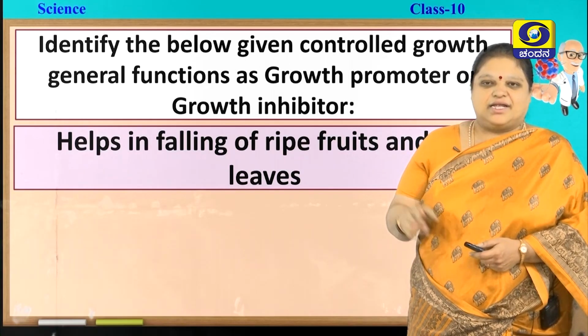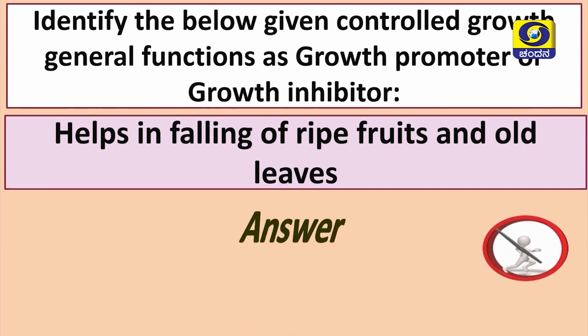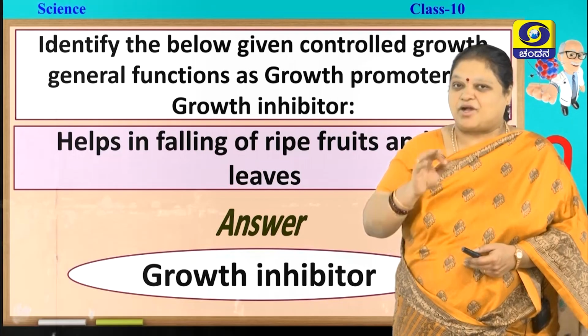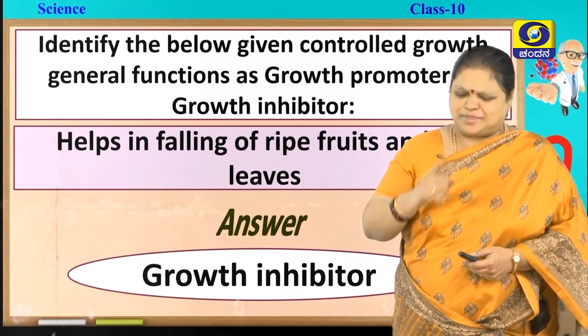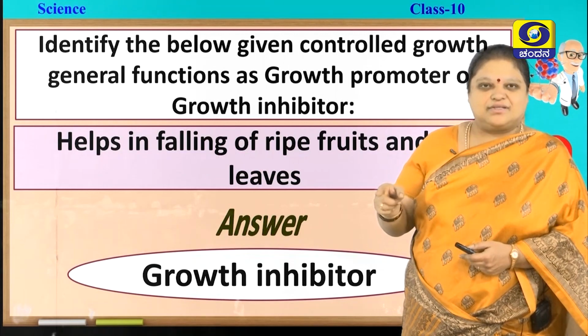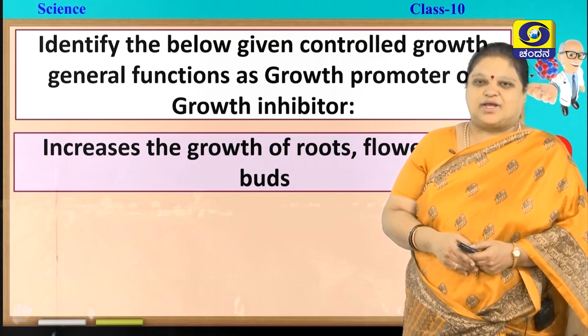Now, here it helps in the falling of ripe fruits and leaves. Think about it and answer me. It helps in the falling of ripe fruits and old leaves. So, the answer is growth inhibitor. Can you tell me which growth inhibitor this is? Name the hormone. Absolutely right, it is abscisic acid. It helps in the falling of fruits and leaves.